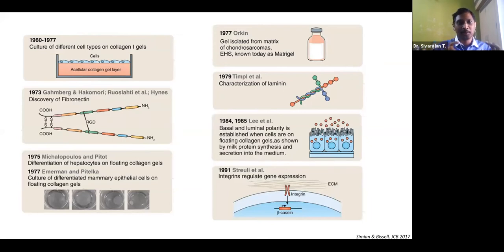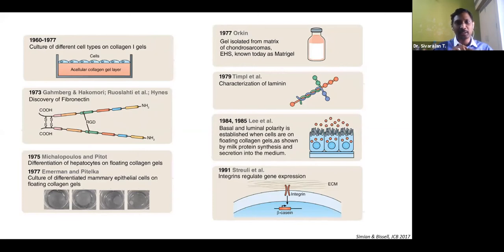The beauty of this gel is you keep it at low temperature, it will be liquid. When you bring up the temperature, they will be solid. So it becomes a carvable gel. So you can make these different shapes and designs out of it. Then in 1979, from the Matrigel, people were able to isolate laminin, which also plays a very important role and is an important component of ECM.